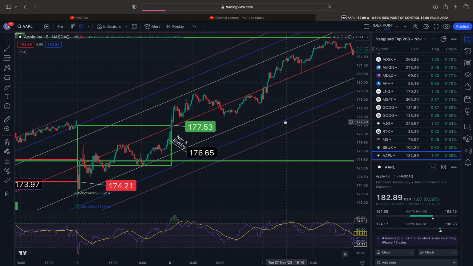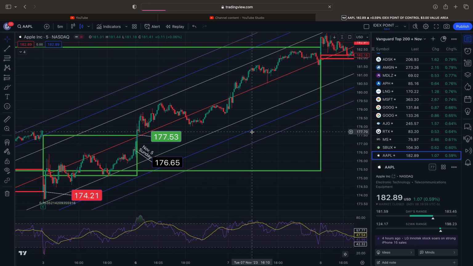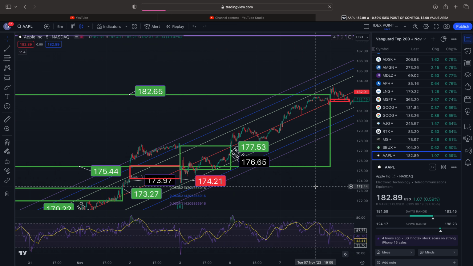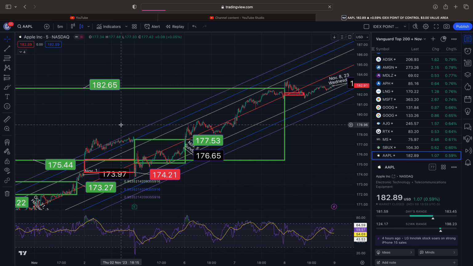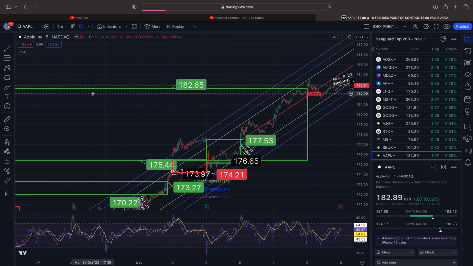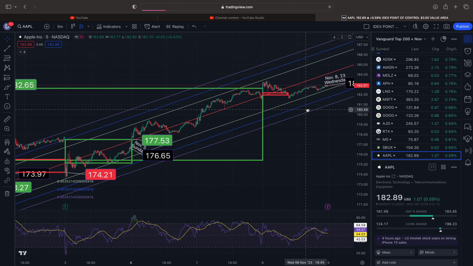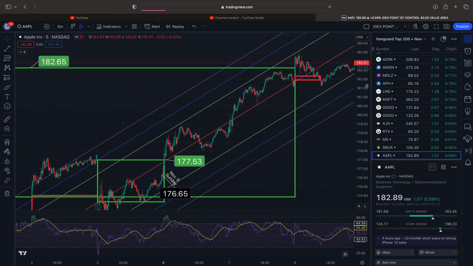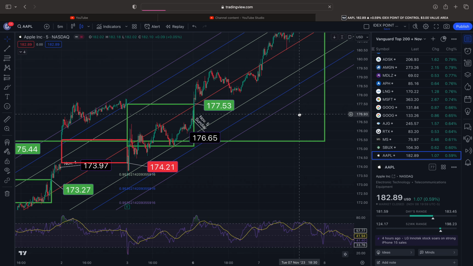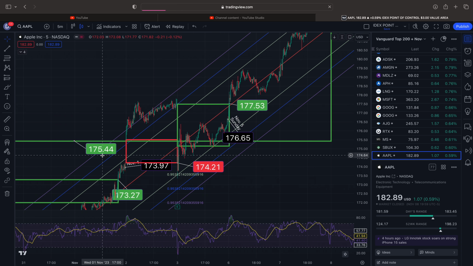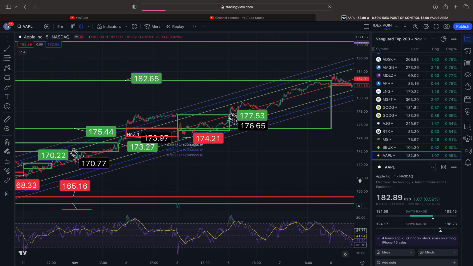This gap closed to the upside at 177.53, and this gap right here closed out today. I've tracked this one since September. This closed out today at 182.65, and it started off at roughly 175.44. So that gap is no longer in play.